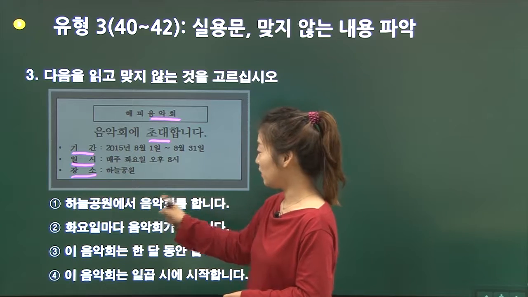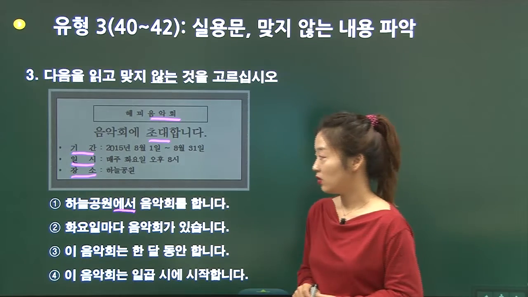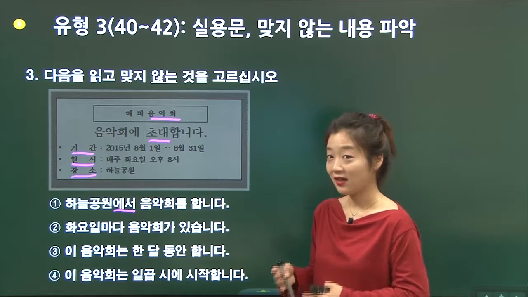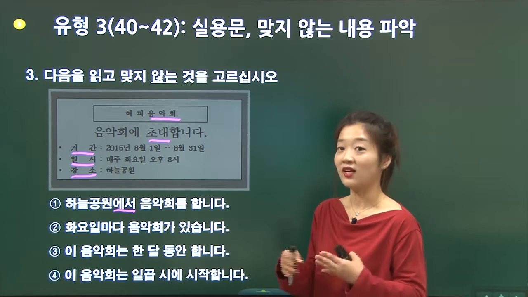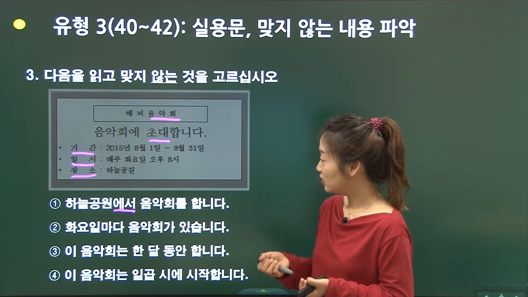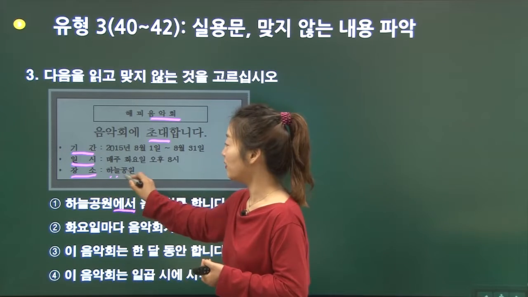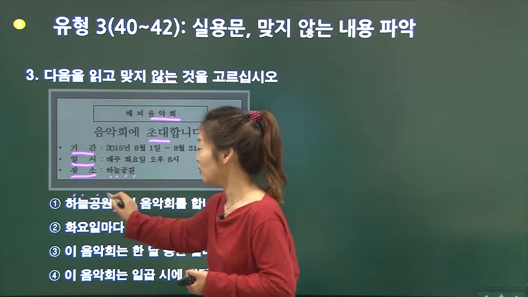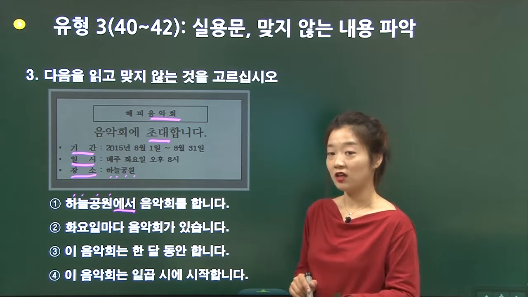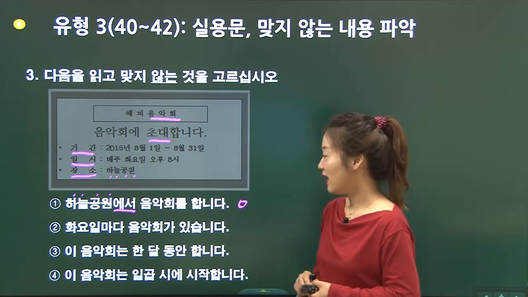Number one, 하늘공원에서 음악회를 합니다. Normally we can use this 에서 with some place, okay? It means place, at or in. So where does this concert show? 하늘공원. It's correct, right? 공원 means park. The 하늘 is the name of the park. So park, sky. Okay, it's correct.